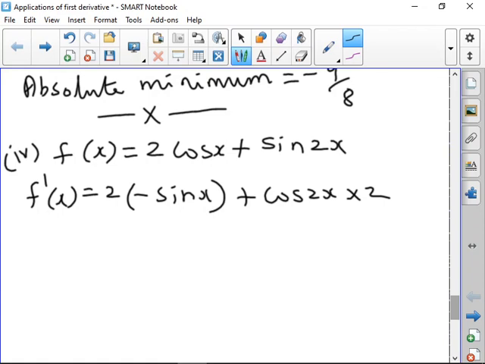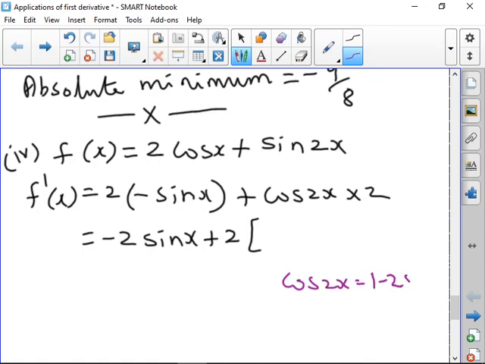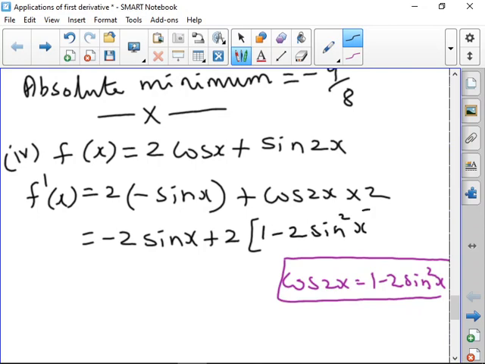So now we can also write this as minus 2 sin x plus 2 into cos 2x. Cos 2x, do you remember by trigonometric identity cos 2x can be written as 1 minus 2 sin square x. Can you remember? Okay. So what is it? What do you get? 1 minus 2 sin square x. So it is equal to minus 2 sin x plus 2 minus 4 sin square x.